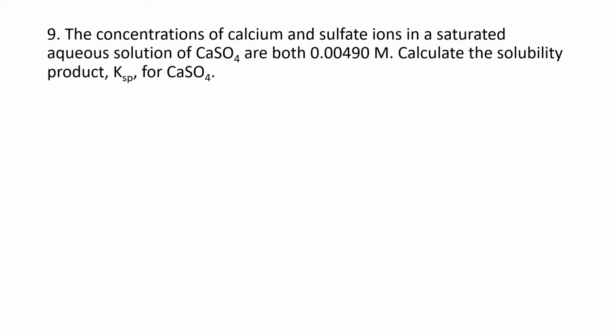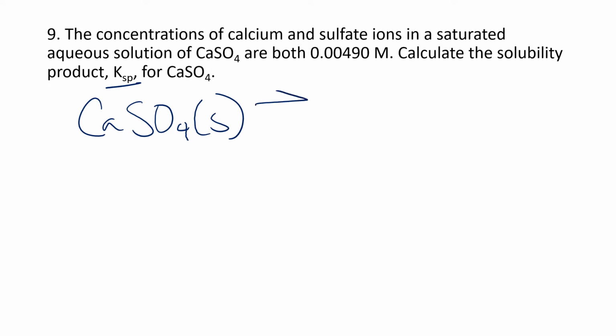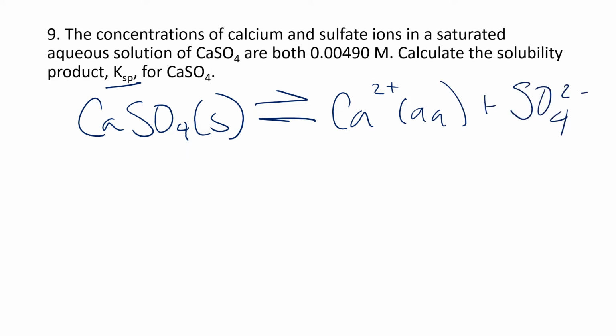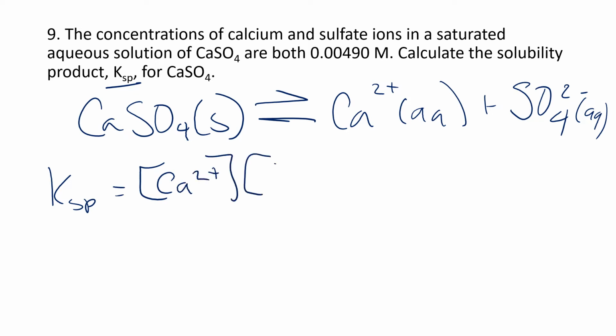So let's set up our overall reaction equation. If I see Ksp, I know that CaSO4 is going to be a solid. So that will break up to be Ca2+ and SO4 2-. If I want to set up my K expression, our Ksp is going to be equal to [Ca2+] times [SO4 2-]. So all I have to do is plug in this value here and figure out our solubility product.